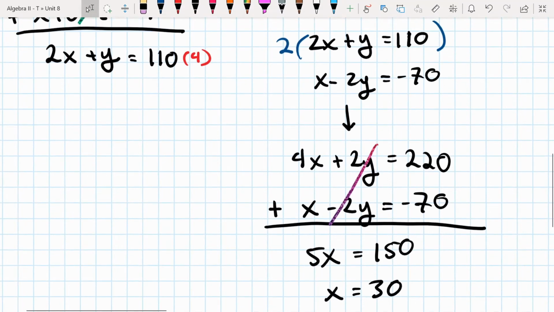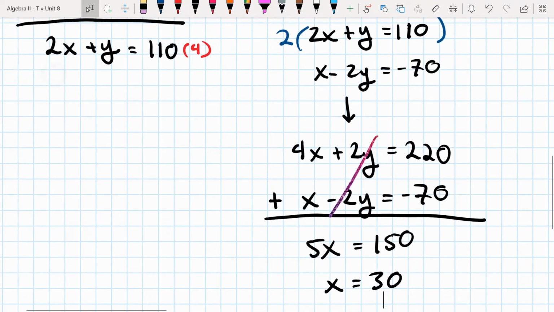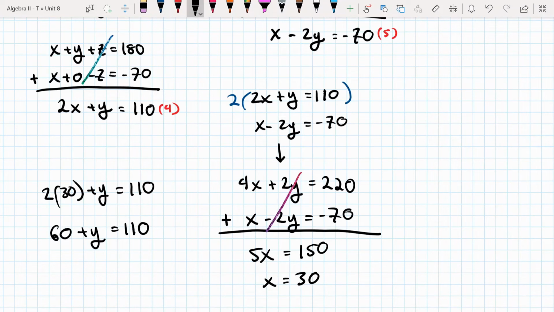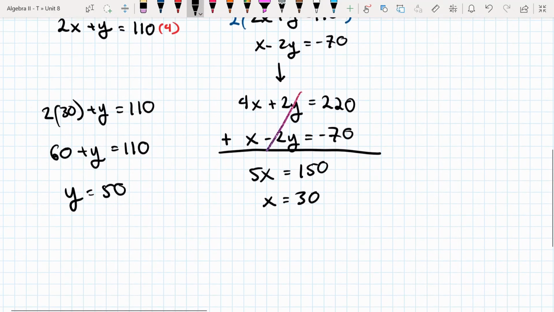And so now we're going to plug this into either equation 4 or equation 5 to solve for y. I think equation 4 looks a little bit easier. So let's plug 30 in for x. So 60 plus y equals 110. Y is equal to 50. So we have our second angle, and then we just need that last angle.